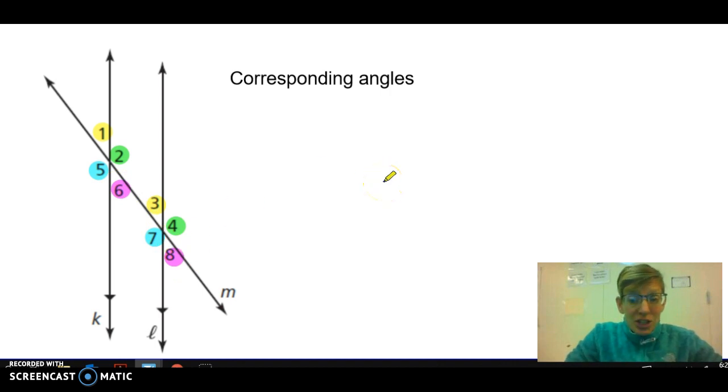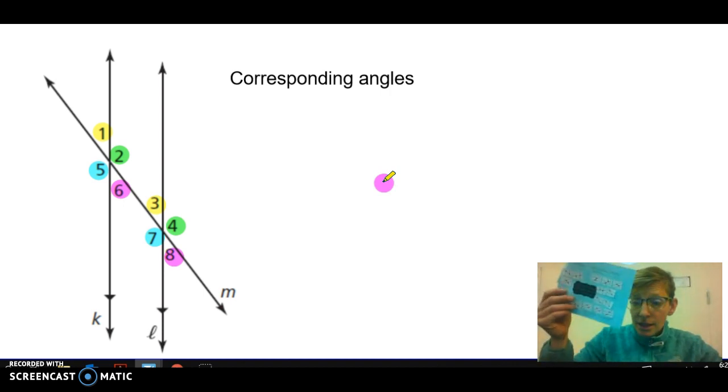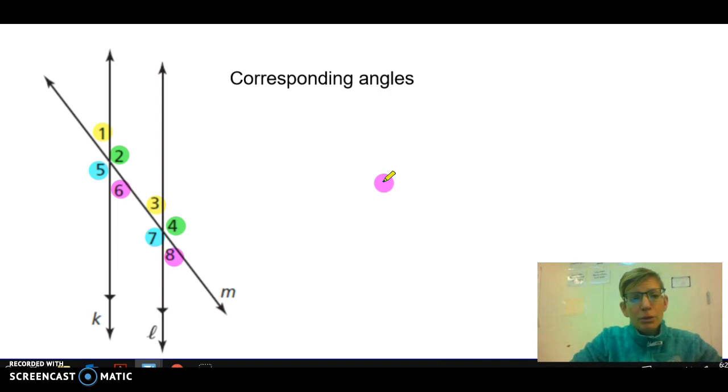So what I would suggest right now is pausing this video so that you can cut out your cards and find all of the corresponding ones. Find all of the ones that would be represented by these 2 green, or these 2 yellow, or these 2 blue, or these 2 pink. So find those cards first and glue those onto the corresponding angle section. And then start the video again. Okay.